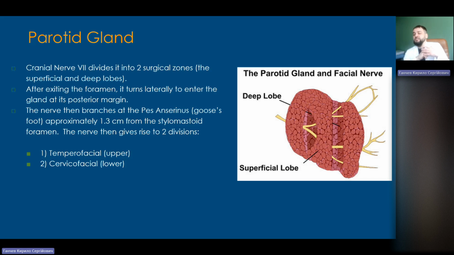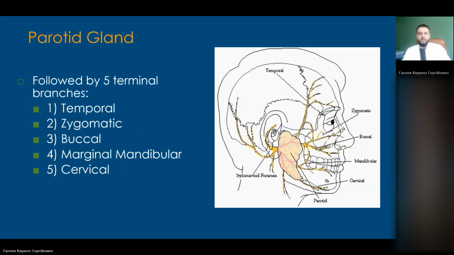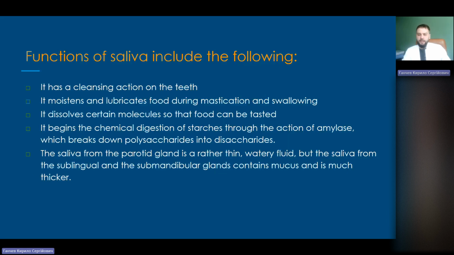It's just the result of parotid gland removal. The surgeon shows the branches of the facial nerve. The parotid gland is followed by 5 terminal branches. Okay, it's just anatomy.